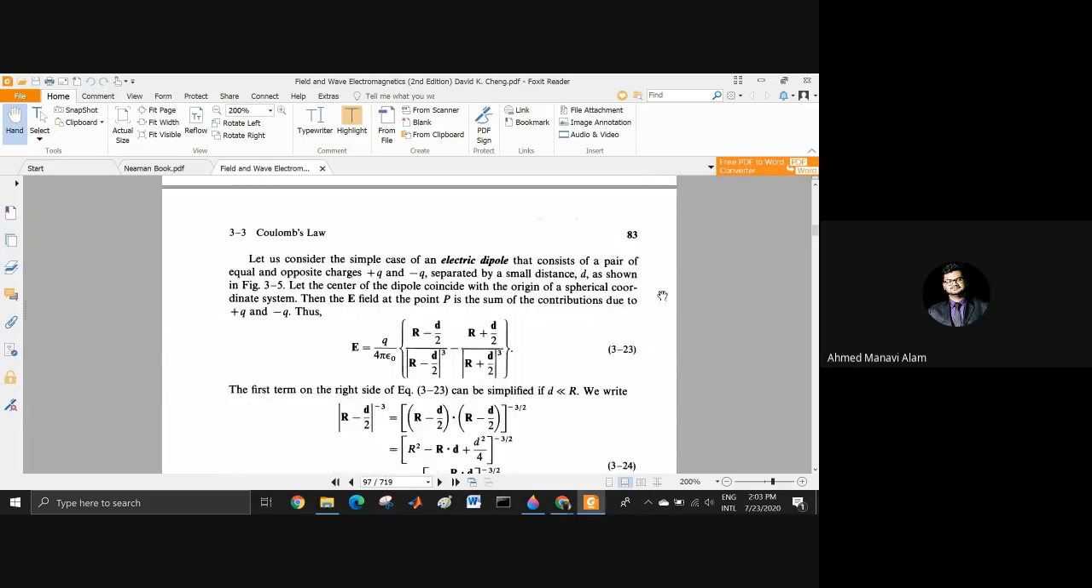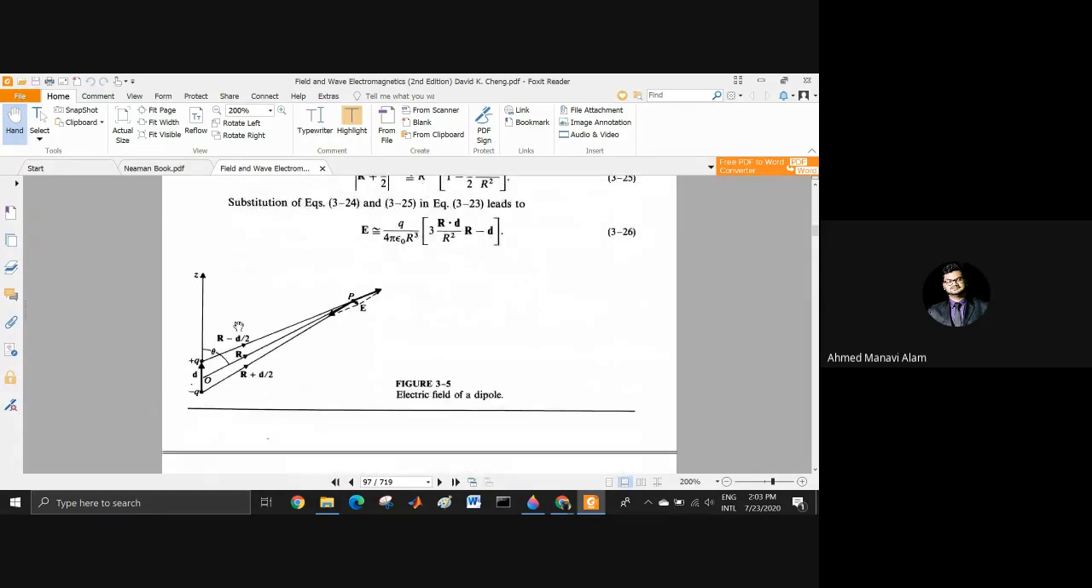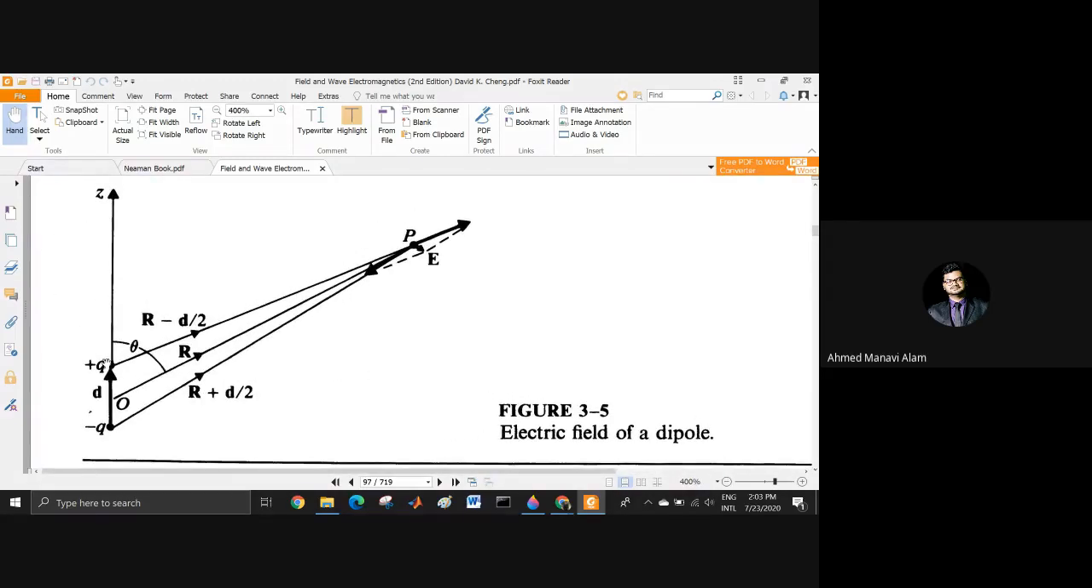Let's come, now I will think of a case where there are two charges, one charge is plus q, another charge is minus q, the distance between them is d, and I want to find the electric field intensity at point P.